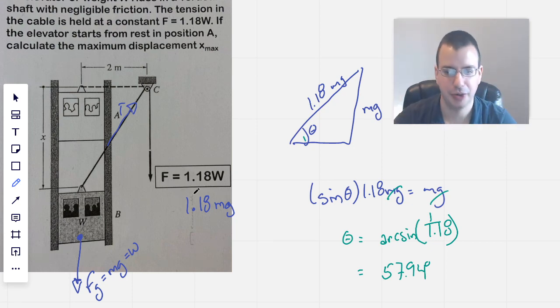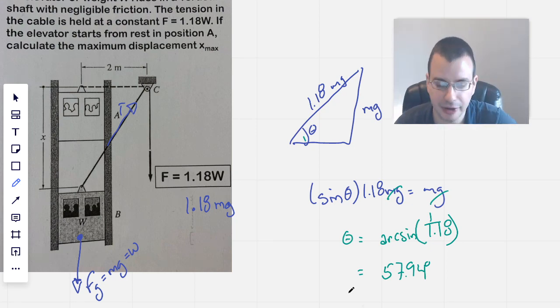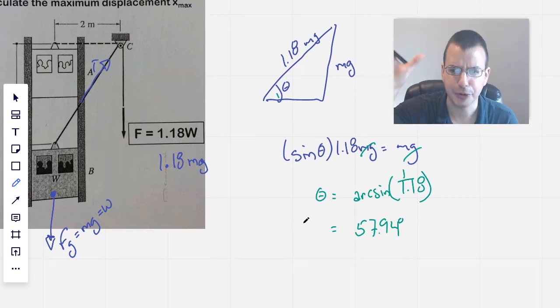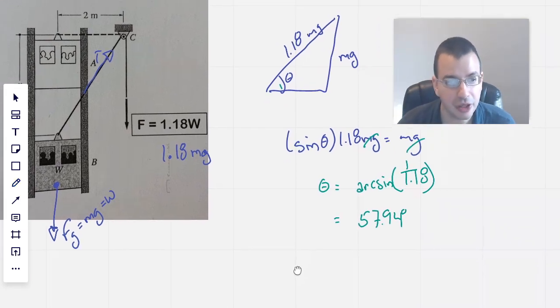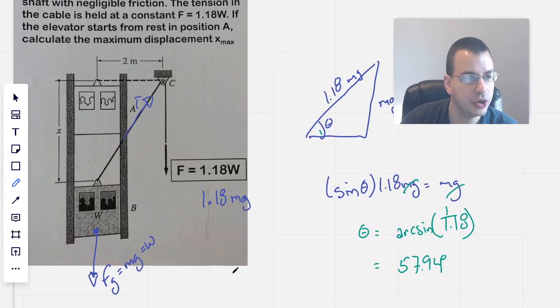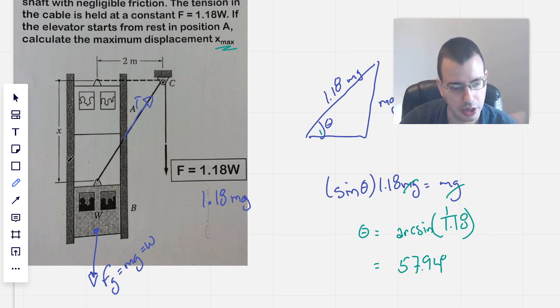It would probably actually bounce around and oscillate. It'd be a terrible ride for the passengers, but that's not really what they're going for here. So then it asks, what's this displacement x max? That also bothers me. It should be y max because it's vertical. It's okay. I'll get over it.